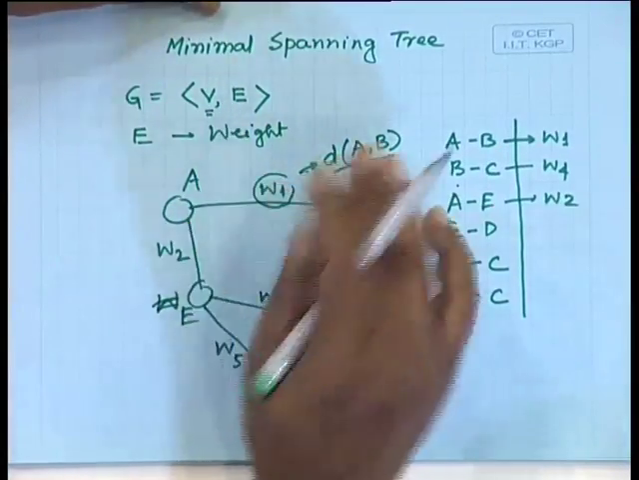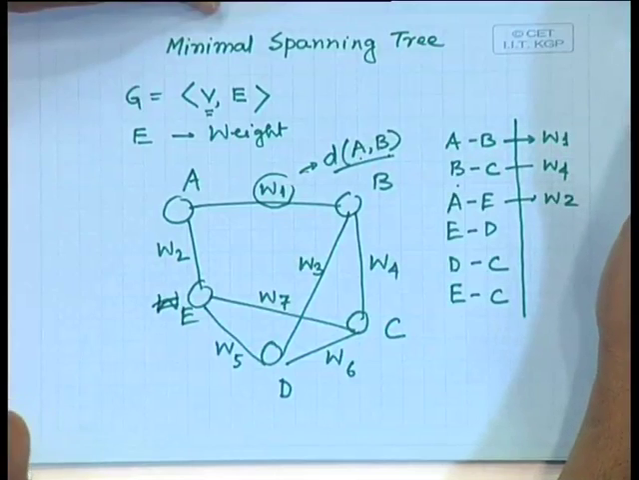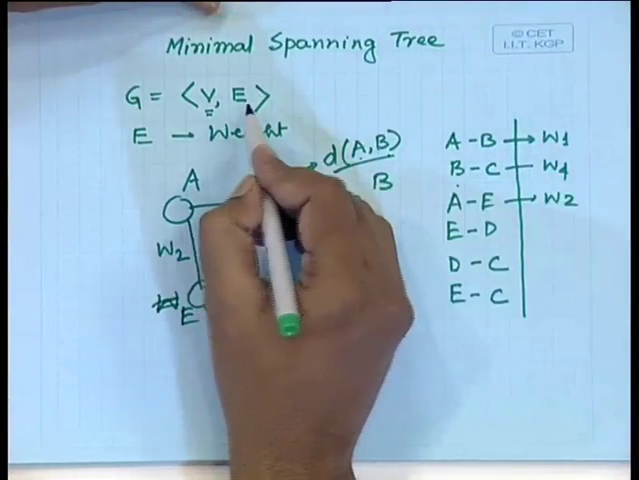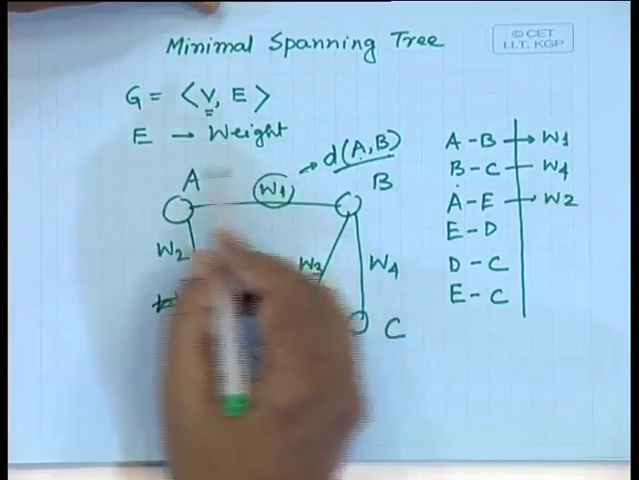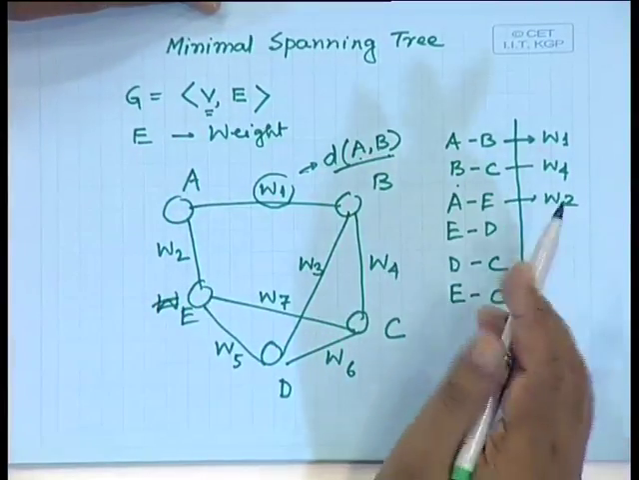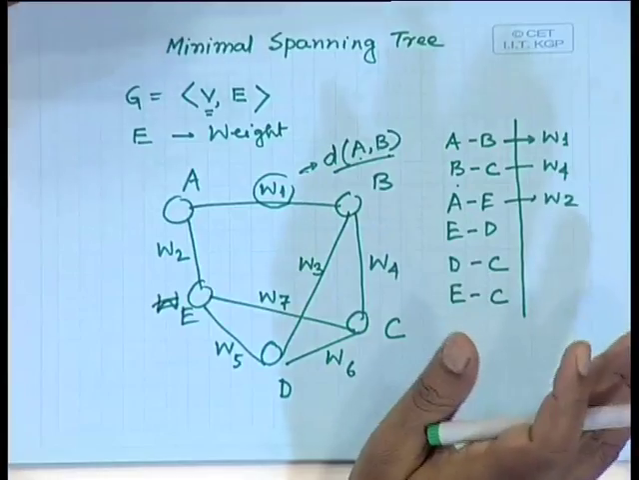But the edges that will be included in the spanning tree will be a subset of the edges which are there in the graph. So, when I consider that subset of the edges, the minimal spanning tree says that the sum of the weights of the edges which are included in the spanning tree should be minimum. So, that is what the minimal spanning tree is.